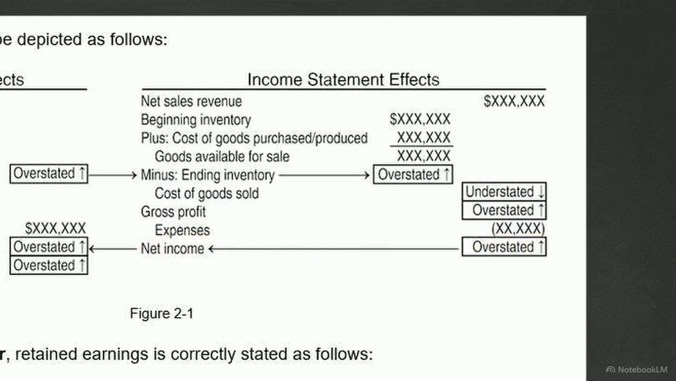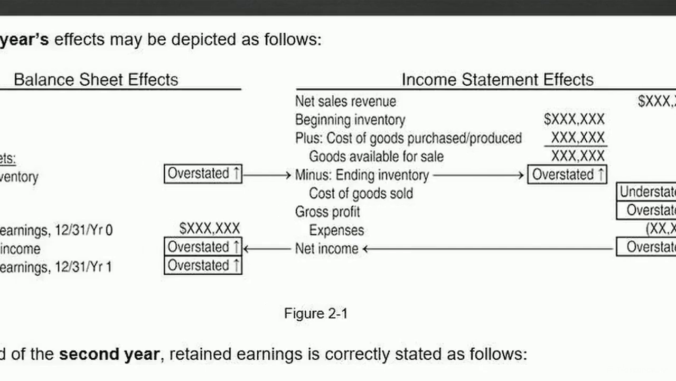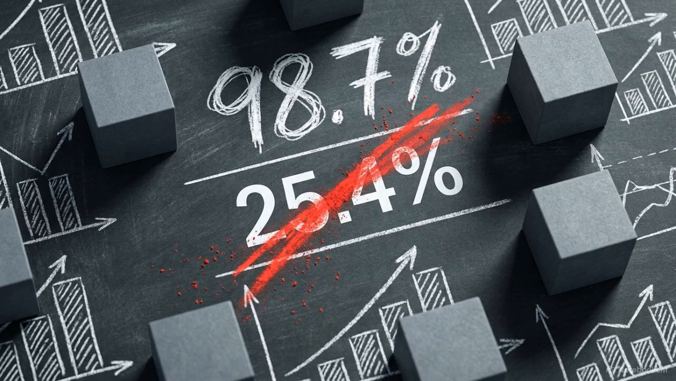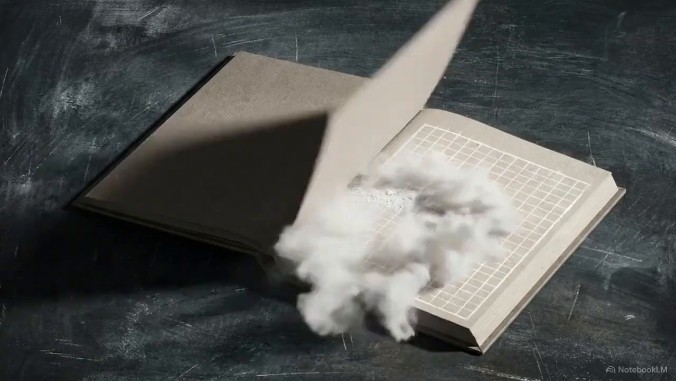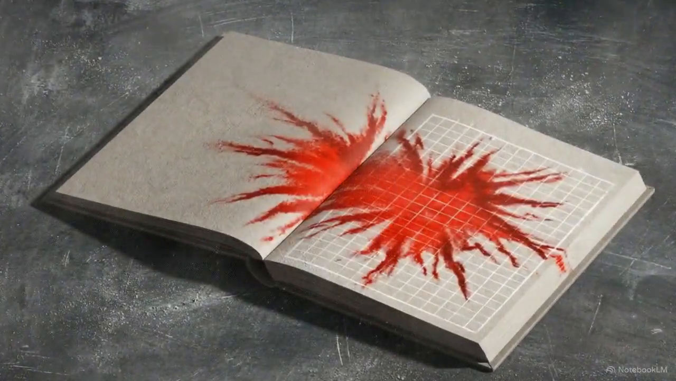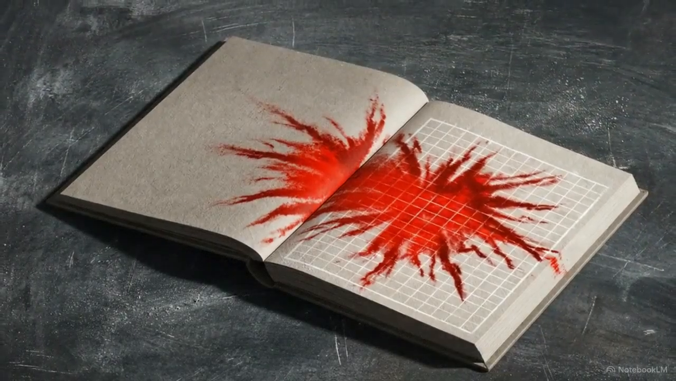There is a parallel distortion on the balance sheet. The inflated ending count directly overstates current assets. As the statements connect, the artificially high net income flows into equity, resulting in overstated retained earnings. A single overcount at the loading dock distorts the company's profitability and asset valuation for the entirety of year 1. Accounting periods are linked by a precise transfer. The closing ending balance of year 1 instantly becomes the opening beginning balance of year 2.